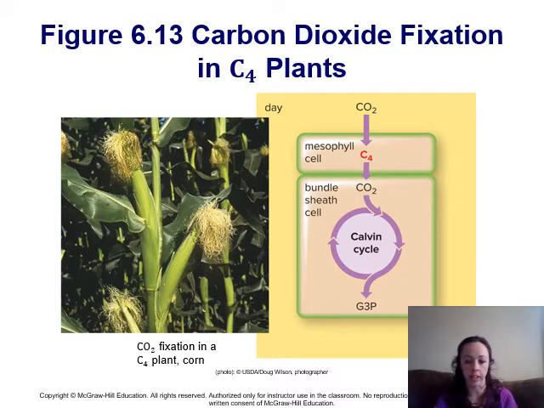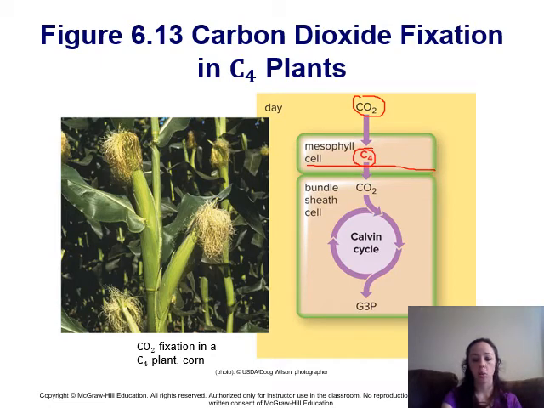So in C4 plants, carbon fixation and the rest of the Calvin cycle are physically separated from each other. CO2 is fixed inside the mesophyll cells, so right here. So CO2 will be turned into a C4 molecule in our mesophyll cells. That C4 will then enter into the bundle sheath cells, where it will continue to undergo the Calvin cycle. So that C4 molecule will be reduced and eventually become G3P.